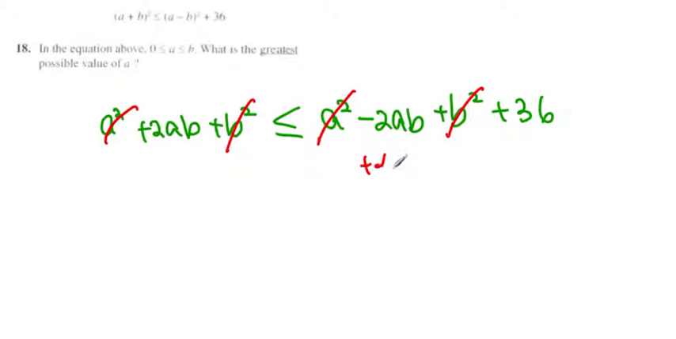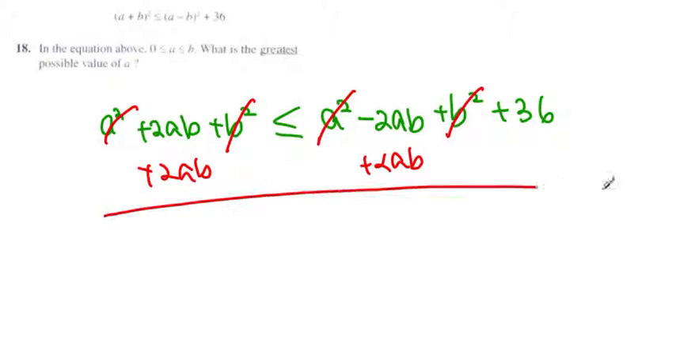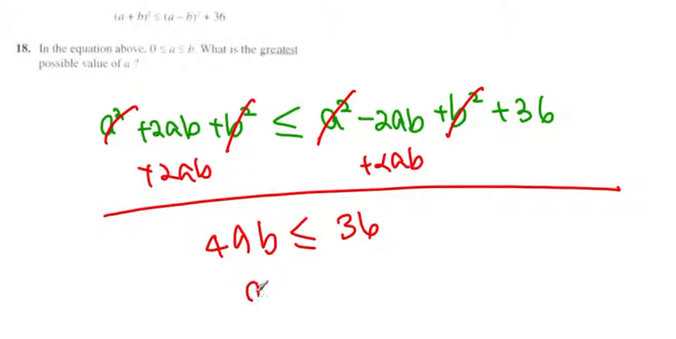By adding 2ab so that we have the number by itself, we realize that 4ab must be less than or equal to 36. From here, if we divide by 4, we realize that a times b must be less than or equal to 9. But how can a be the greatest when it cannot exceed, as you can see here? That means b has to be as small as possible so that we have 9 as their product. The only way that's possible is if a is equal to 3 and b is also equal to 3.